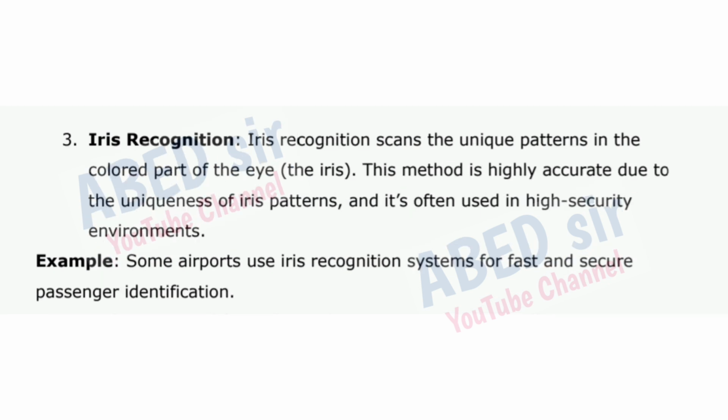3. Iris recognition. Iris recognition scans the unique patterns in the colored part of the eye, the iris. This method is highly accurate due to the uniqueness of iris patterns, and it's often used in high-security environments. Example: some airports use iris recognition systems for fast and secure passenger identification.